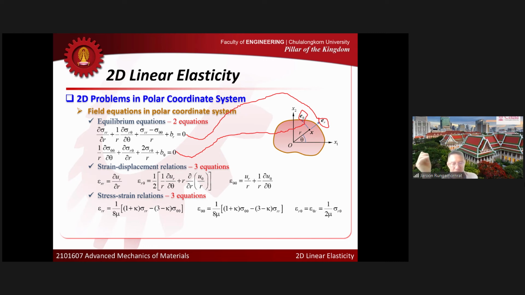Okay, is that clear? How about the compatibility condition for the 2D case? We have one equation, right? If you remember. So we have it as well here. It's a little bit longer than the one that you had before, right? So this is the compatibility condition in the r theta system.